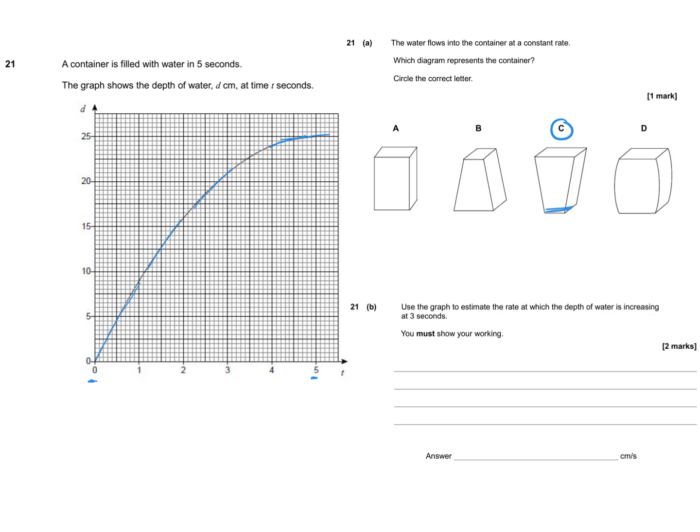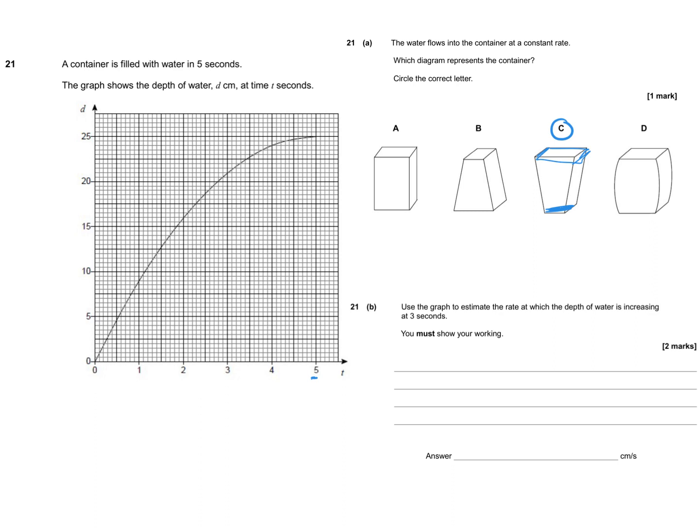For C, you got something really small at the bottom, and then it's quite big at the top, so it's going to take a lot longer to fill at the top, and that's why it's C. All right, part B. Use the graph to estimate the rate at which the depth of the water is increasing at exactly 3 seconds. You must show your working.